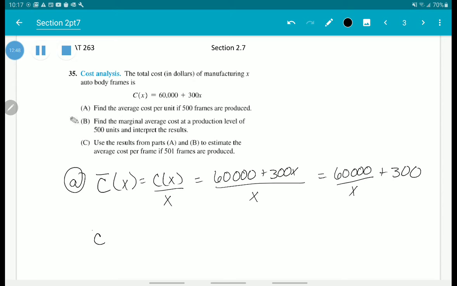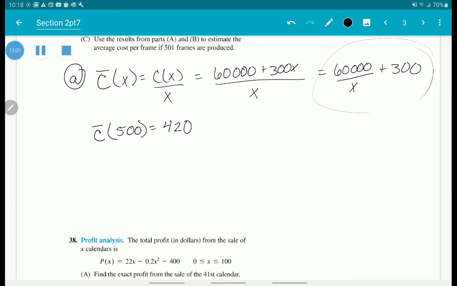So if we want that average cost when we sell 500 frames, we're just going to plug 500 into here. So I've got 60,000 divided by 500 plus 300. That's going to give me 420. I'm just going to type that into the calculator. So what does this mean? This means that if we were producing 500 items, we would expect our average cost to be $4.20 per frame.